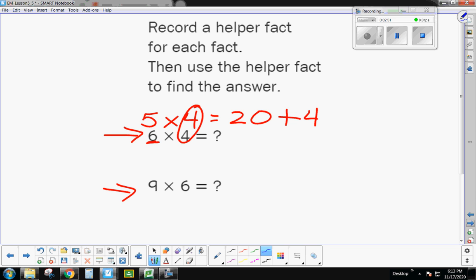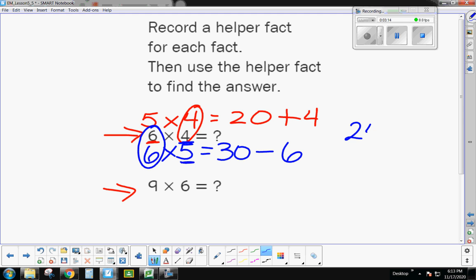Or you could have changed the 4 to a 5 and done 6 times 5, which is 30. Now this time I would need to subtract a group because 4 is smaller than 5. So what am I going to subtract a group of? 6 is in both problems. Again, 30 minus 6 is 24. So no matter what, your answer to this one was 24.